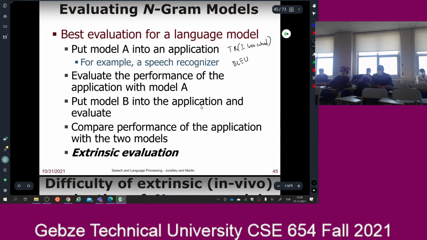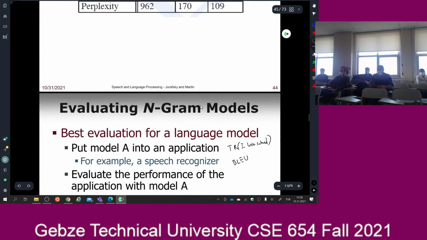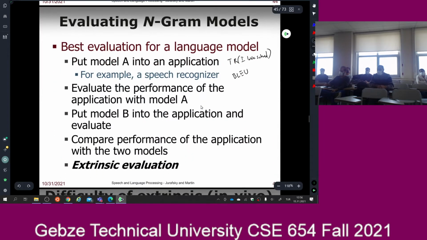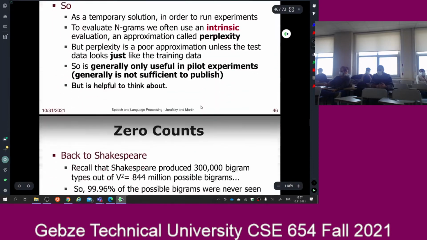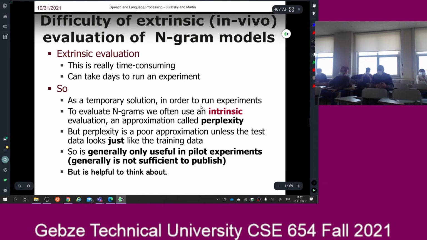Extrinsic evaluation is better than intrinsic evaluation, which is the perplexity based. Of course, perplexity is something good. Of course, we should test it, try it, but what matters is the extrinsic evaluation. We don't develop language models just to make language models. We develop them to use them in some kind of an application, use them in an application and see the final results. It's called, again, extrinsic or in vivo evaluation.